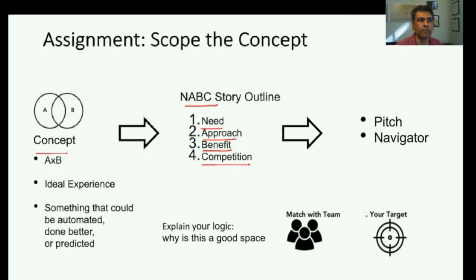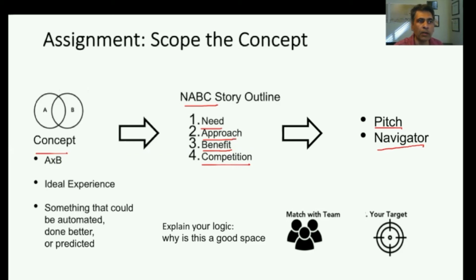And then you would say one sentence about what are the other options or what are the other ways that this can be done. And now, as you sharpen your story, you should be able to provide a pitch, and you should be able to write down the NABC components into the Innovation Navigator. And we'll ask you to do that as you develop the story.